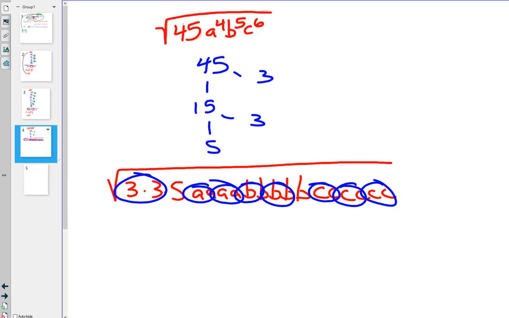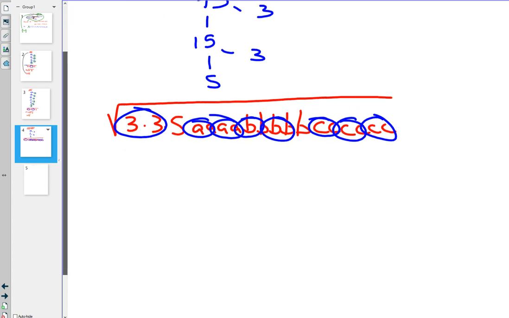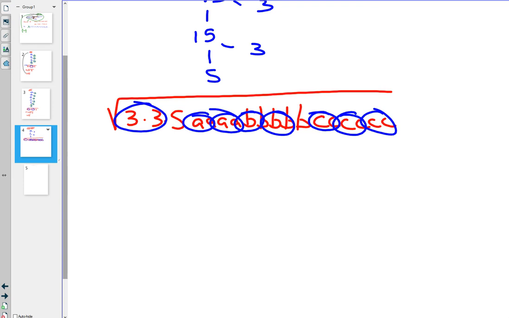So, Roselyn, what's going to come out? Well, not 2 3s. For every circle, you just bring it out once. I get to bring out a 3. How many A's? 2 A's, because there's 2 A circles. How many B's? 2 circles of B's. And how many C's?